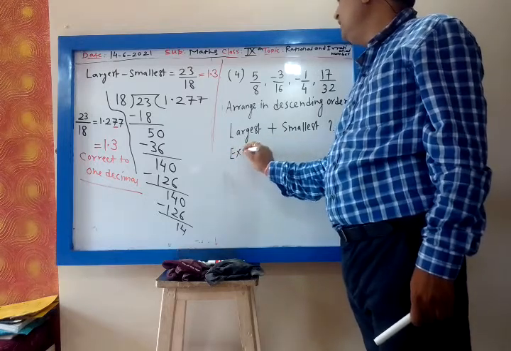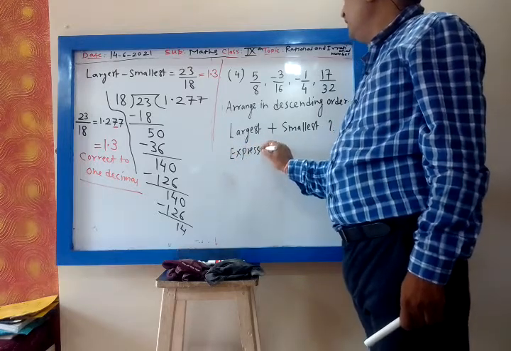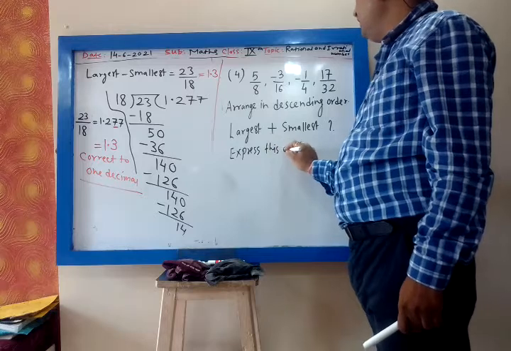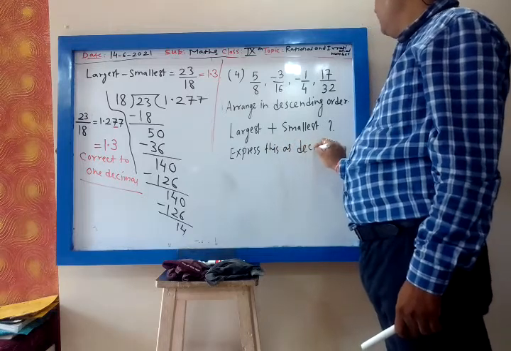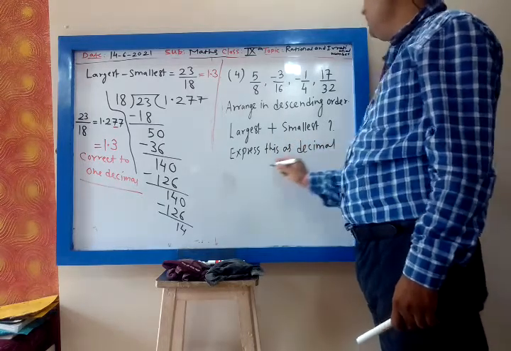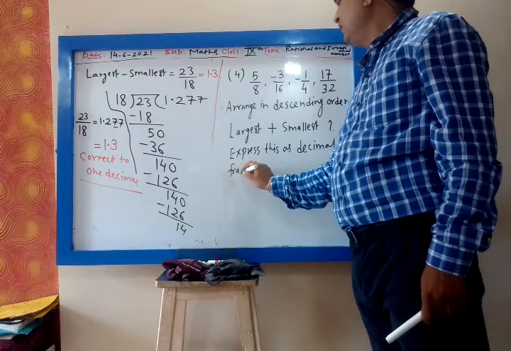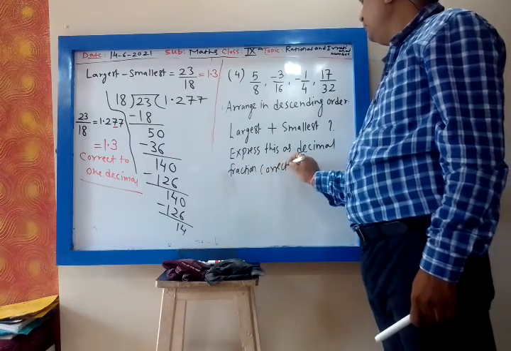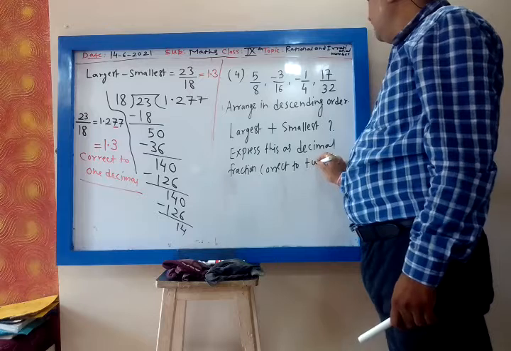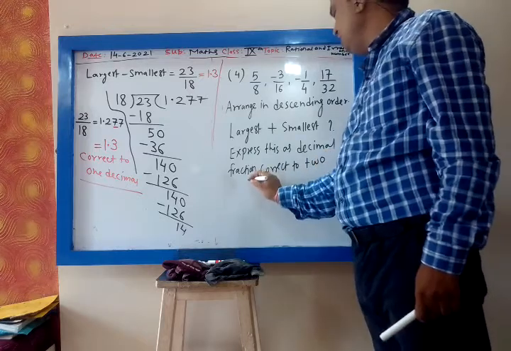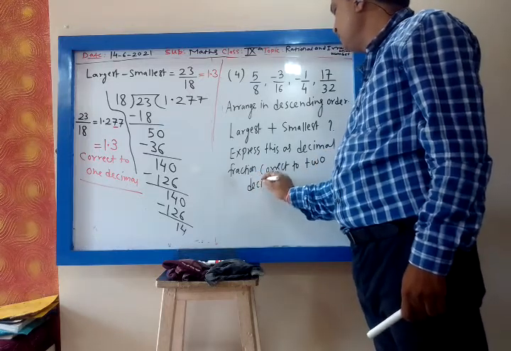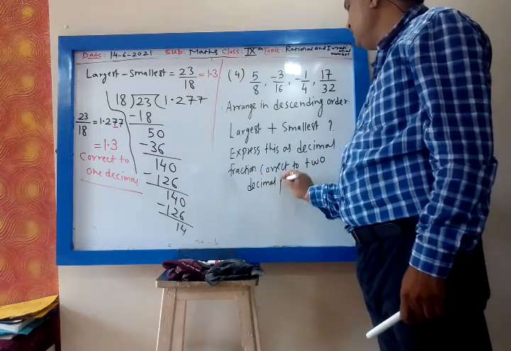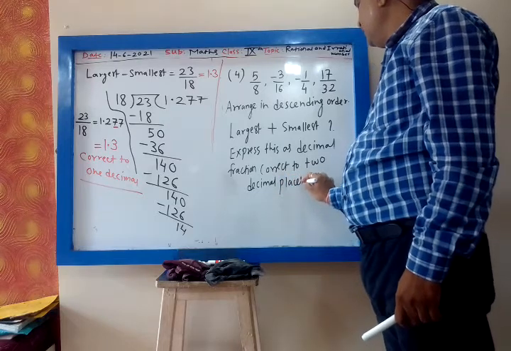Express this as decimal fraction correct to 2 decimal places. Instead of 1 decimal place, now you want 2 decimal places. That's all. Is it clear?